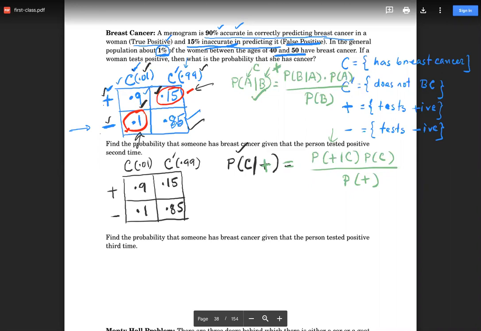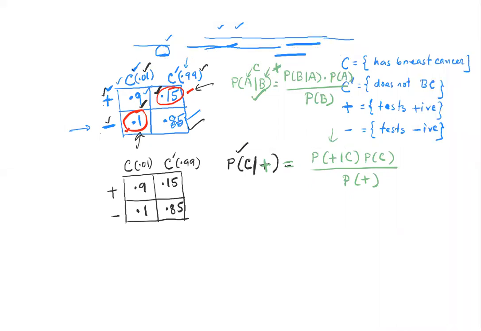Now, let me just take the background off. Now, we need to find a couple of things. What is the probability that someone has cancer? Which is pretty easy, it is given. The probability of C is 1% or 0.01, times, what is the probability of testing positive given that someone has cancer?